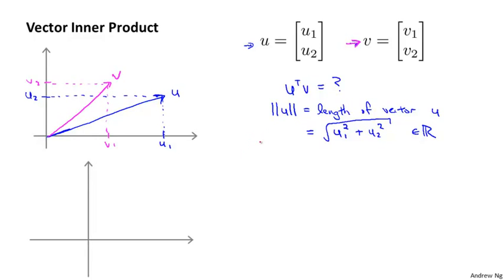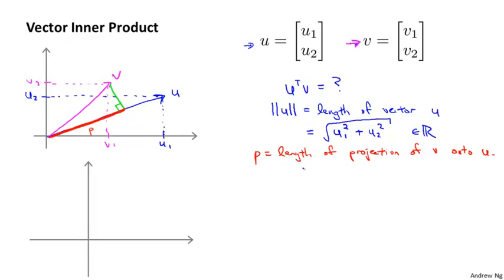We're going to take the vector v and project it down onto the vector u. So I'm going to take an orthogonal projection, or a 90-degree projection, so project it down onto u like so. And what I'm going to do is measure the length of this red line that I just drew here. So I'm going to call the length of that red line p. So p is the length, or the magnitude, of the projection of the vector v onto the vector u. Right? So let me just write that down. So p is the length of the projection of the vector v onto the vector u.